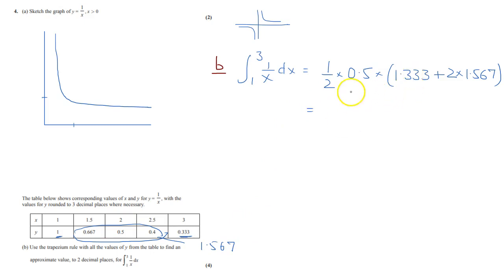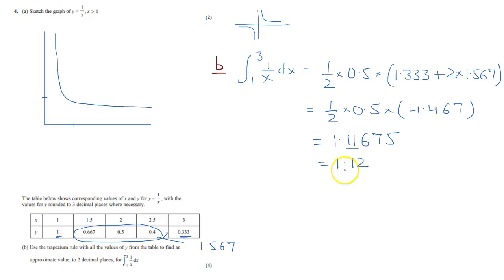So that is equal to half, multiplied by 0.5 is also half, multiplied by 1.33, that is 4.467. So that is equal to 1.11675. We have to write 2 decimal places. This is 2, and the next is greater than or equal to 5, so it is 1.12. So that is the value of the integral from 1 to 3 of 1 over x dx.